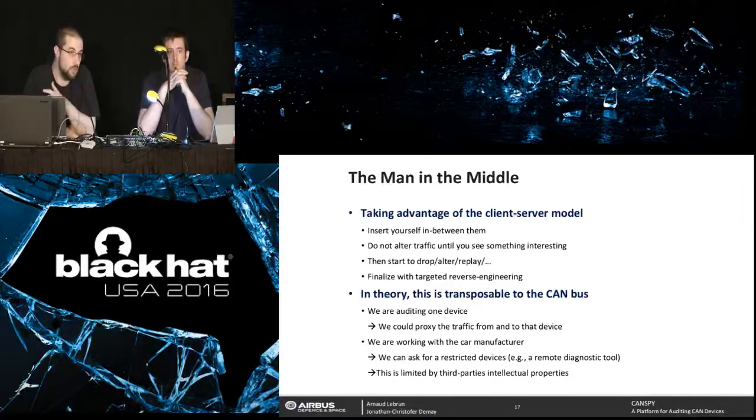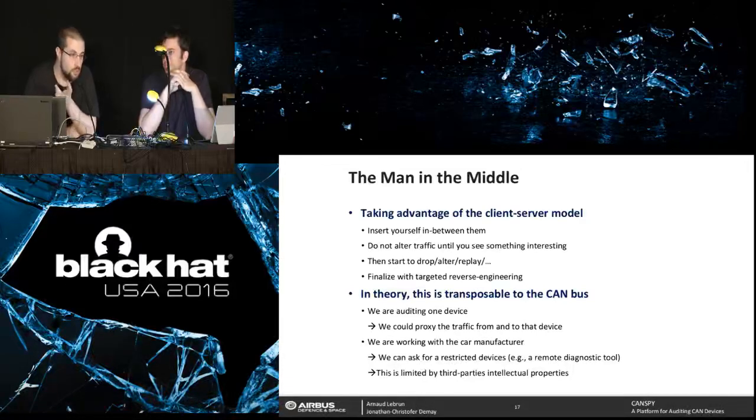Usually you use a legitimate client, insert yourself in between, let the legitimate client do the heavy work, and when you feel it's right, you start modifying packets, replaying packets. The idea is really to insert yourself at the right moment, and this way you do not need to reverse engineer all the communication between the client and the server. In theory, that should be applicable to a CAN ECU.